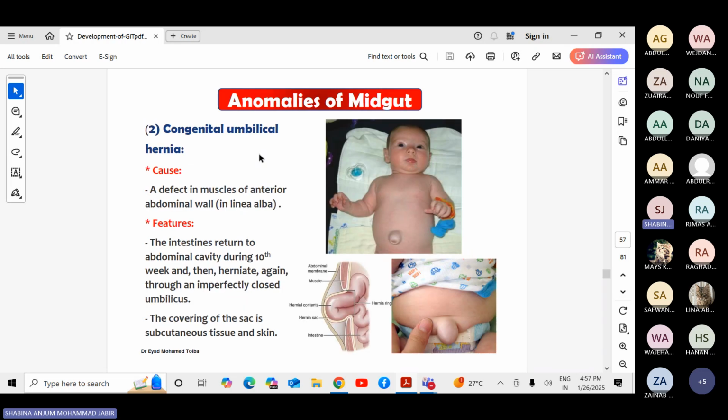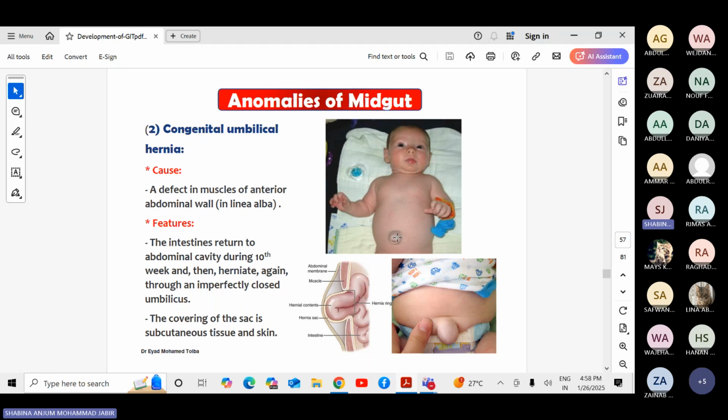There is another condition called congenital umbilical hernia. I think this is the common one, you may get a chance to see it in any baby in the clinic. But this is not related to the physiological hernia. There will be a defect in the muscles of the anterior abdominal wall, at the linea alba. In this, the physiological hernia is reduced normally, and at the 10th week it goes to its normal position.